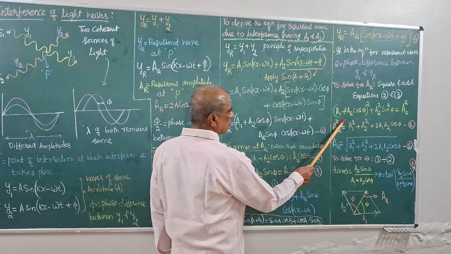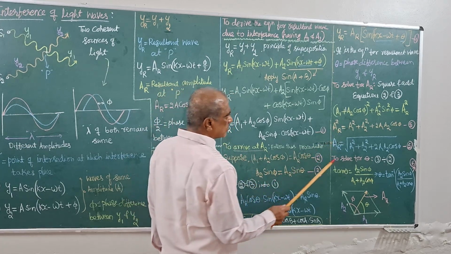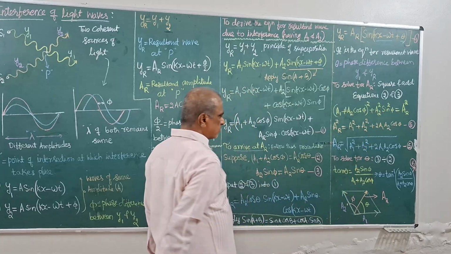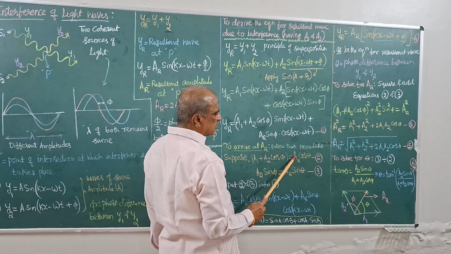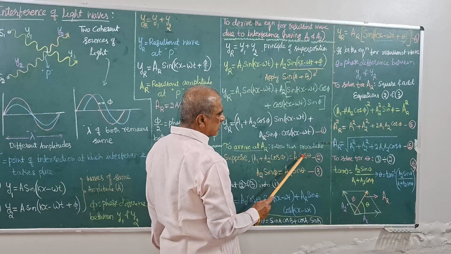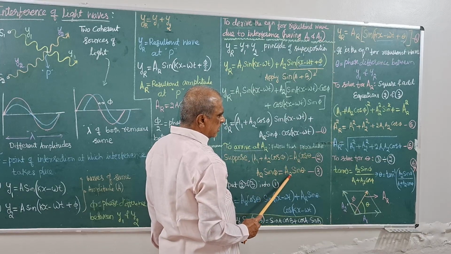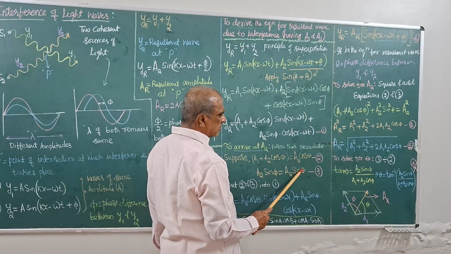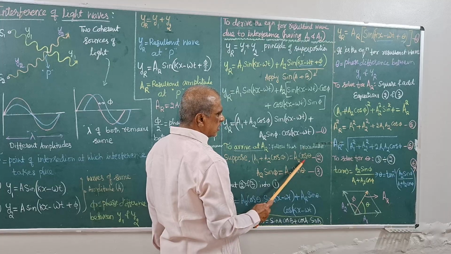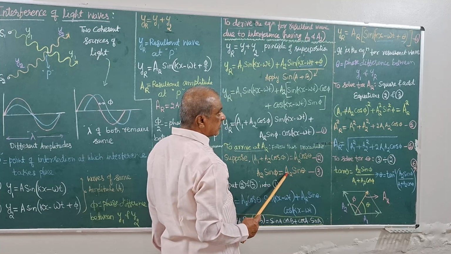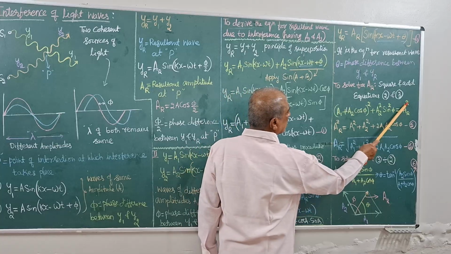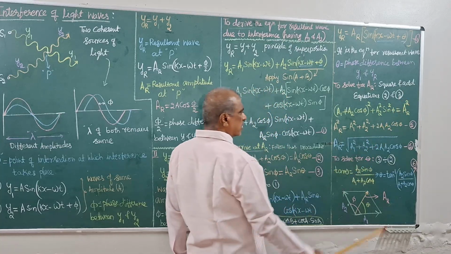Squaring this, squaring this: A square sin square. On the right hand side, squaring this gives AR square cos square theta, and AR square sin square theta. When you add them, sin square theta plus cos square theta becomes 1. It is a common factor, so the remaining is only AR square on the right hand side.